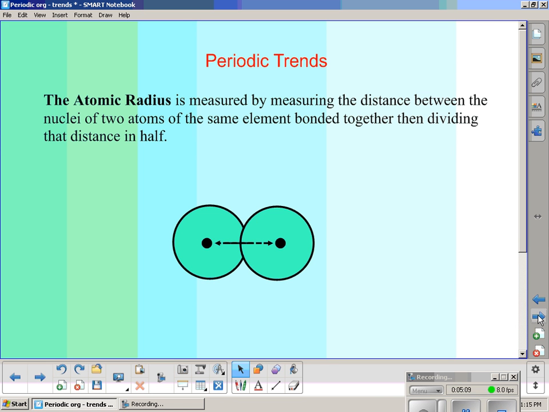Here's the first of our trends, periodic trends, the atomic radius. You would think that finding the radius of something that appears round would be relatively simple. You just measure from the center to the outside edge, just like any circle. Well, the problem arises in that the outside of this circle, the outside of an atom, is kind of fuzzy and indistinct because it's the outside of an electron cloud. So the way that atomic radius is determined is 2 atoms of the same element are bonded together, and then the measure from one nucleus to the other is taken, and that is then divided in half and called the atomic radius.